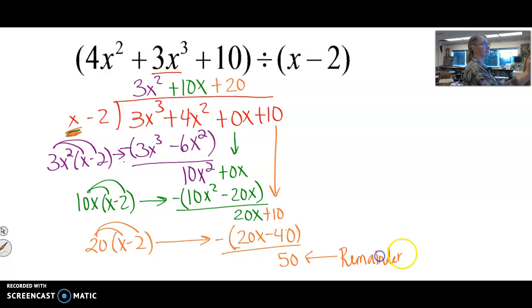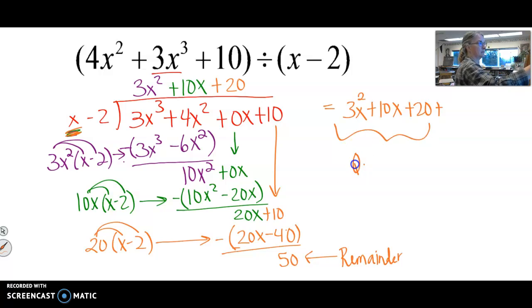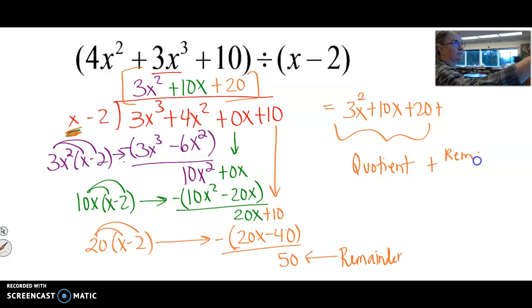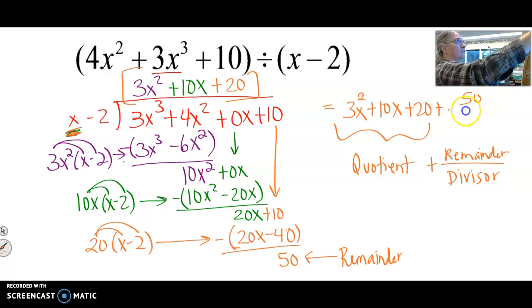So we're going to write the answer. There's different ways to write these answers. We'll have to go over that. 3x squared plus 10x plus 20, so this is your quotient, which is what we have up here, and then plus the remainder over the divisor. So plus 50 over the divisor, which is x minus 2.